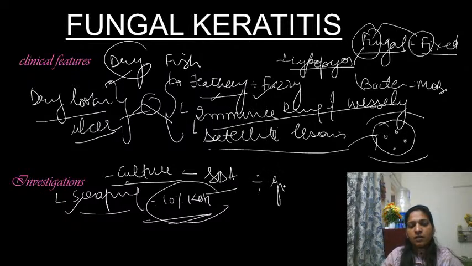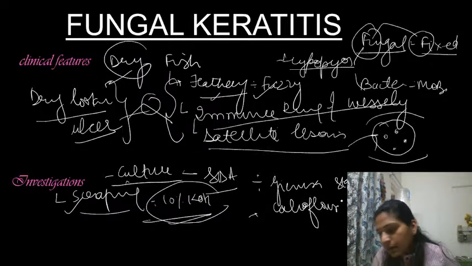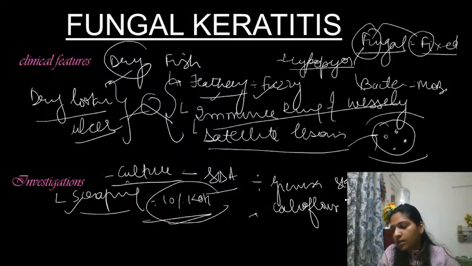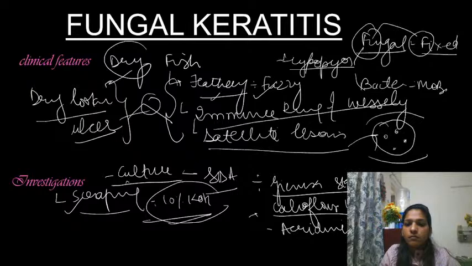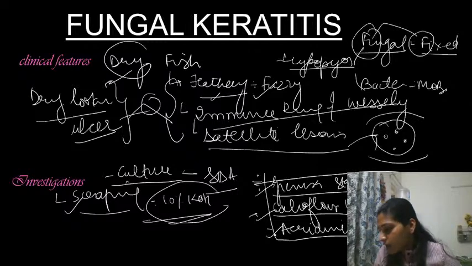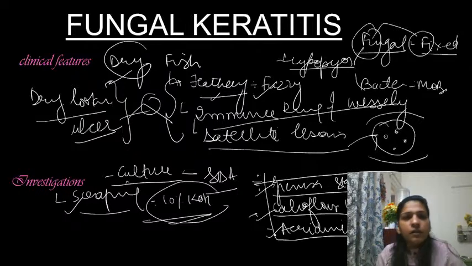It is Giemsa staining, calcofluor white stain. Come on, people, this is microbiology. You have to tell me at least the name. I'm not asking the procedure, I'm just asking the names of the investigations. Giemsa staining, calcofluor white stain, acridine orange. These are all the other stains which we can use in fungal keratitis.